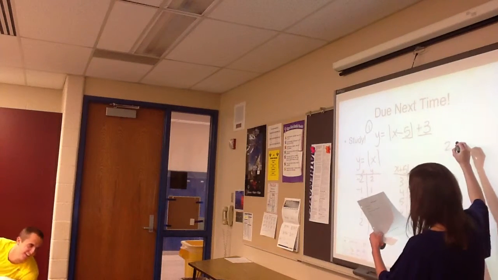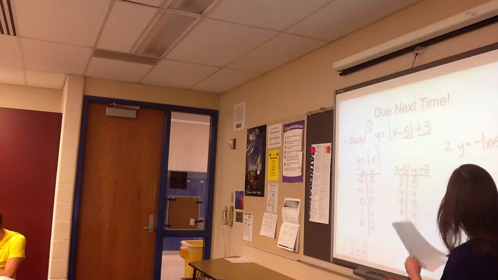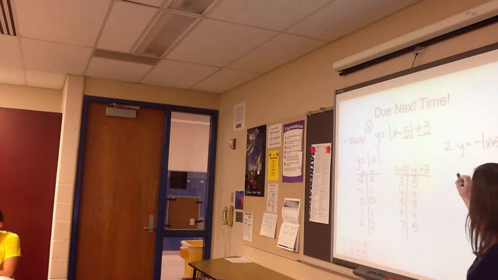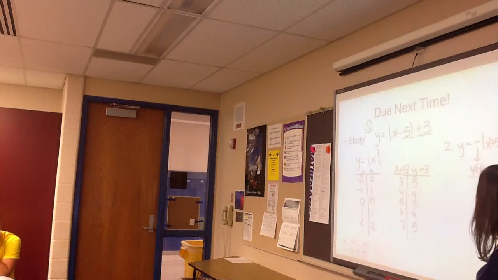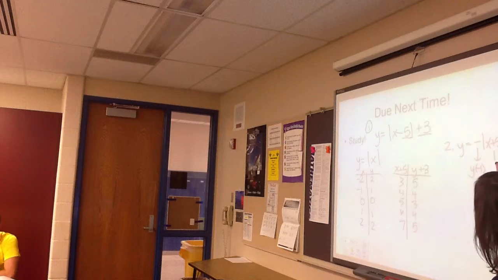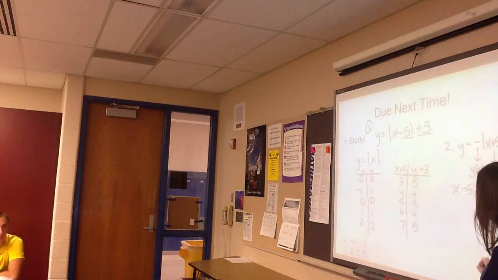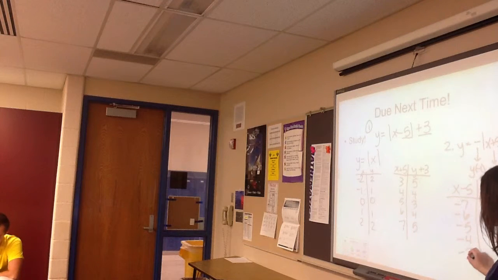Number 2, we have y equals negative x plus 5 minus 5. So we're still going to use this as our original. Our negative multiplies y by negative 1. This subtracts from y. This part subtracts from x. So we got x minus 5. So that gives us negative 7, negative 6, negative 5, negative 4, negative 3.